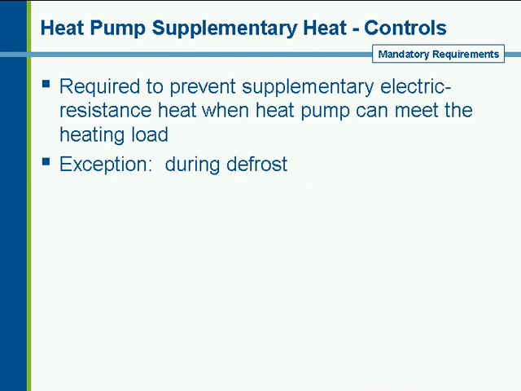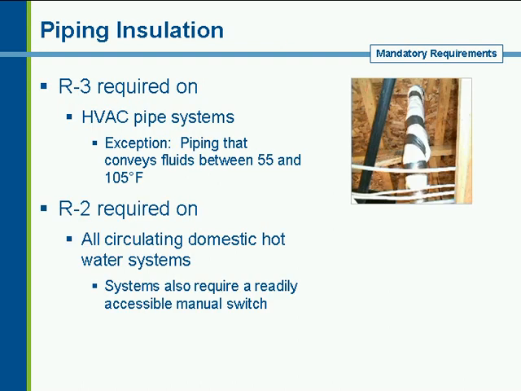Moving on, there is a requirement on heat pumps that the supplementary heat, the electric resistance backup, must be capable of being locked out when it's not needed, except during defrost and so forth. Most of these things are controls that are pretty standard in most buildings, but they are required by the code. Any piping related to the HVAC system, for a hydronic distribution system, for example, is required to be insulated to R3. The only exceptions being pipes that carry fluids that are not very cold or not very hot. Domestic water heating piping, in contrast, if it's a circulating system, is required to be insulated to R2 rather than R3.